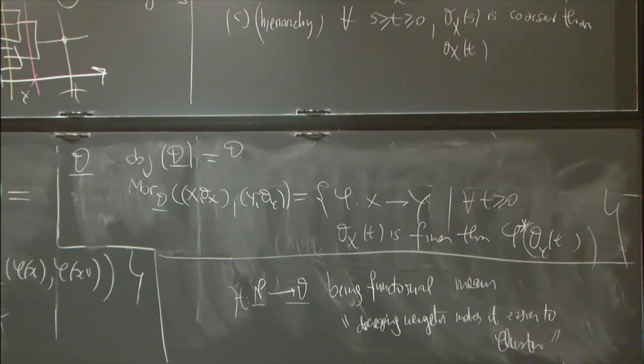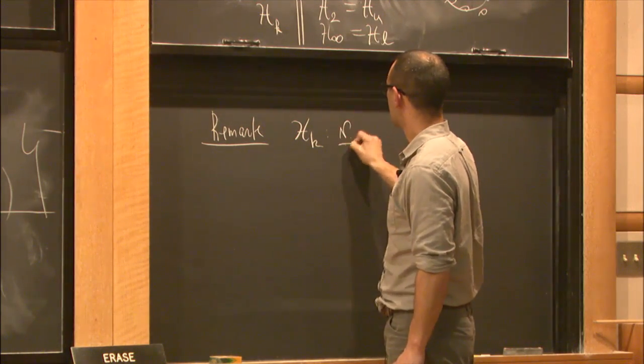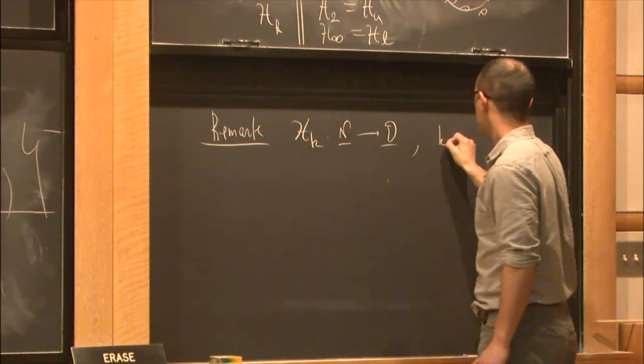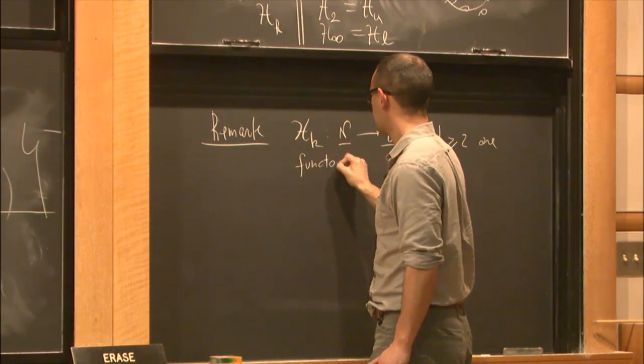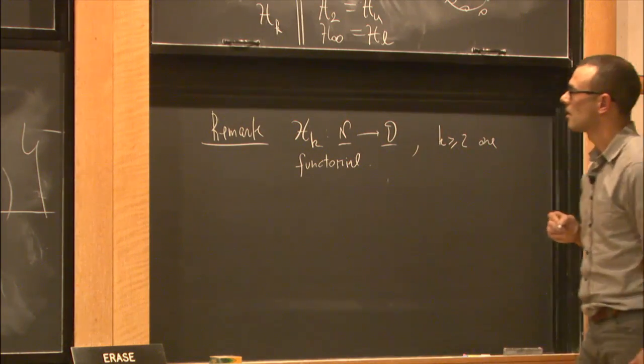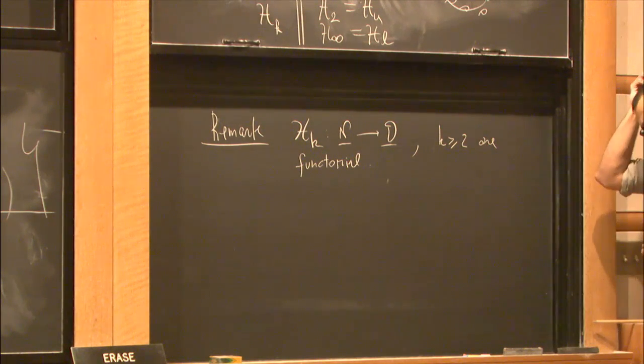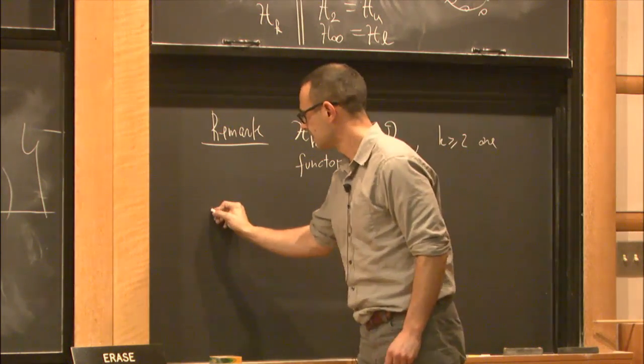So now, these are three methods that I showed as examples. The three of them are functorial. Something that happens is that all the H_K for K at least 2 are functorial. Something else is also true.